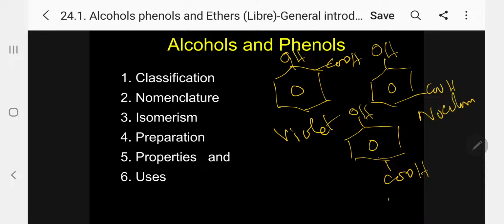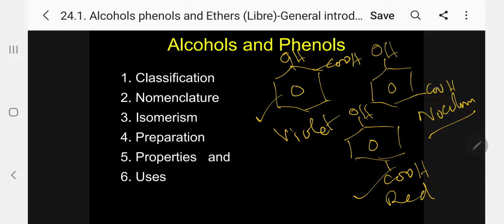This is red color. Kindly follow. The interesting information I am giving, the two important pieces of information. One is this is giving violet. So here there is no color. Here red color. So all phenols will not give the same color. This is the proof.